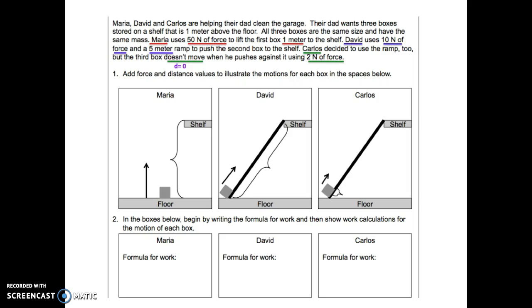Carlos decided to use the ramp too, but the third box doesn't move when he pushes against it, only using a force of 2 newtons. His doesn't move, so his distance is 0.